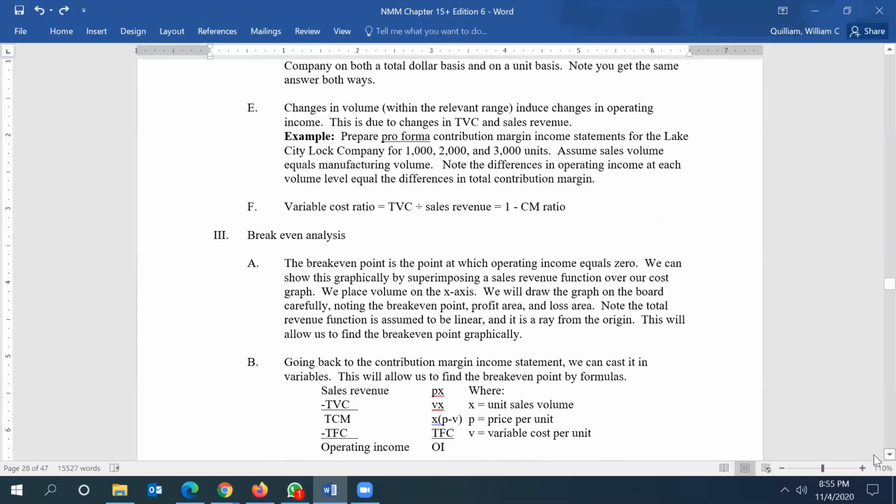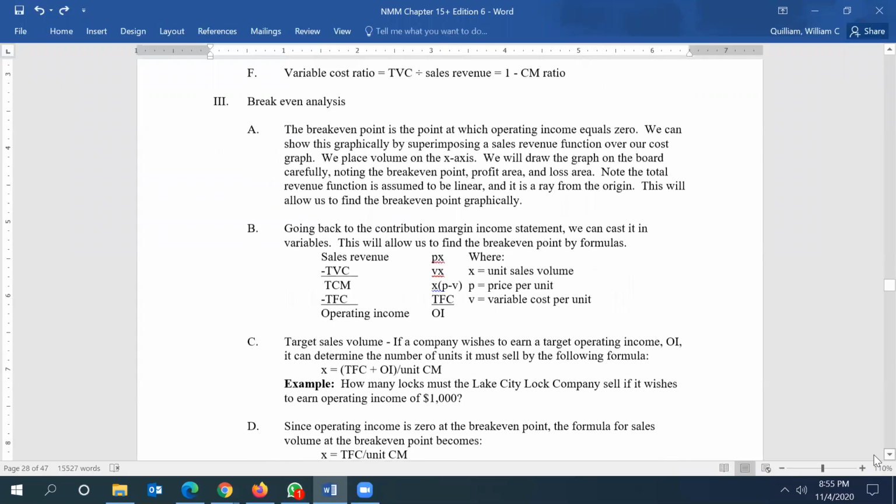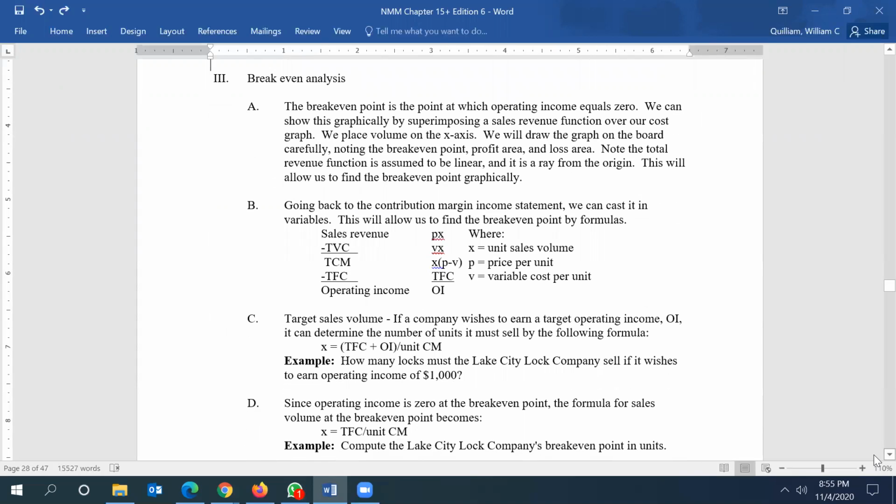Let me go ahead and move down to some profit planning here. And we'll have, again, a special case of profit planning where we have a profit of 0. So that's the break-even point. So let's see what that break-even point is. Well, the break-even point is the point at which operating income equals 0. So we don't make a profit, but we don't lose anything either. And in today's environment, a whole lot of companies would be happy just to break even because they're at a point of loss right now.